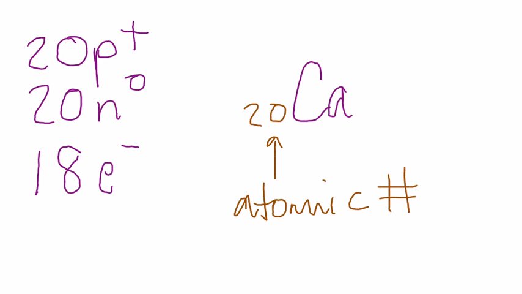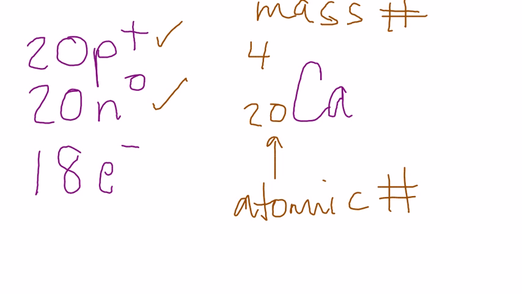Up and to the left is our mass number. So mass number, we know, is protons plus neutrons. So if you look over here, we have 20 protons and 20 neutrons. That's going to make a mass number of 40. Remember, protons and neutrons are the mass-bearing particles.